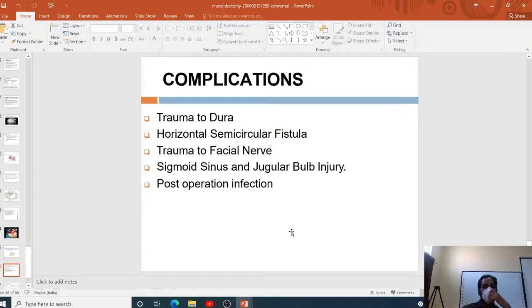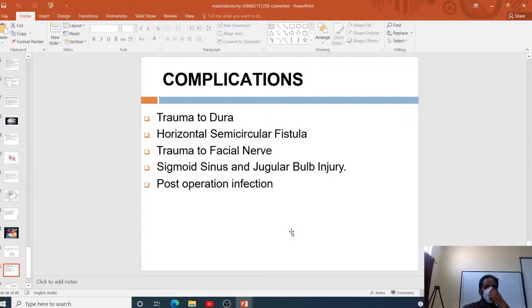So these are the most important complications, because if you remember the anatomy, the mastoid is superiorly bounded by the dura of the middle cranial fossa. So if you go beyond superiorly, if you drill more, you can land up in dural complications. And medially in the mastoid cavity, you get the horizontal semicircular canal. So when you drill more into the medial cavity, you land up creating a fistula of this horizontal semicircular canal.